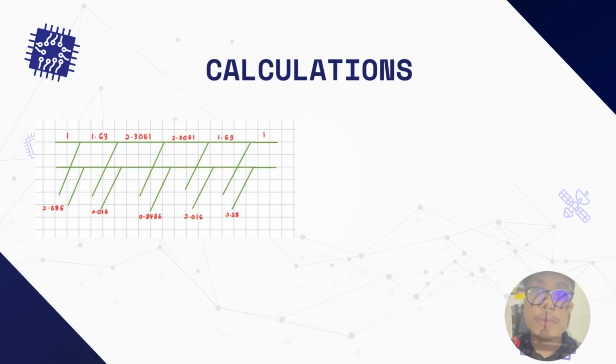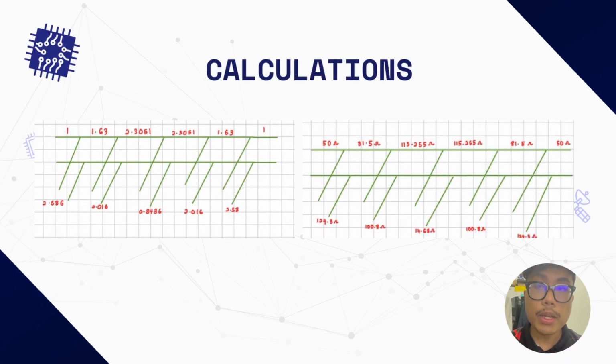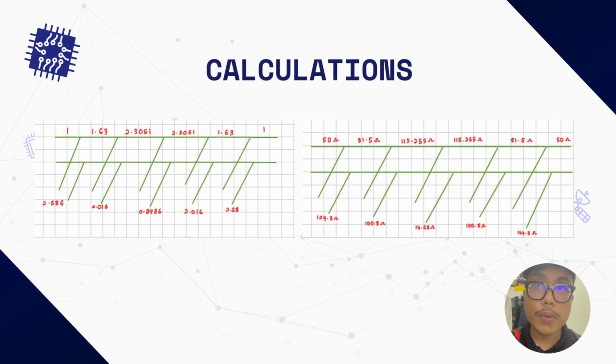Okay, next is following Richards transformation. We apply Kuroda identity in sequence to obtain the final transmission line impedance and lengths.